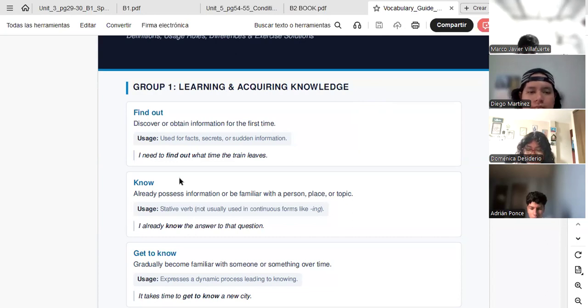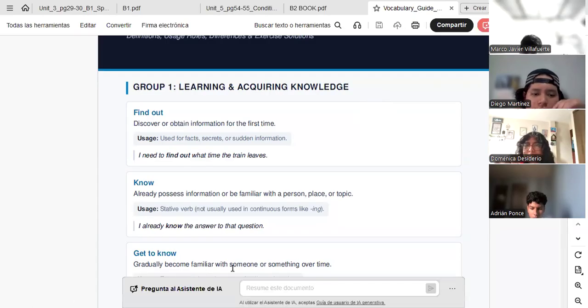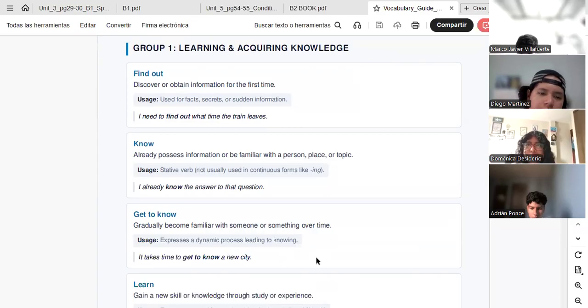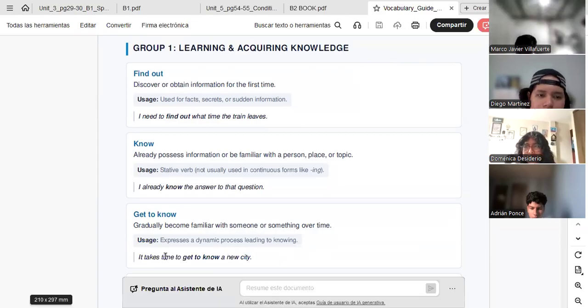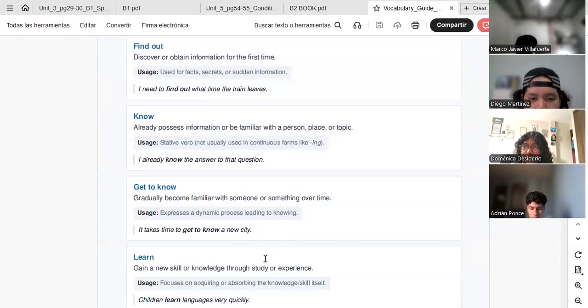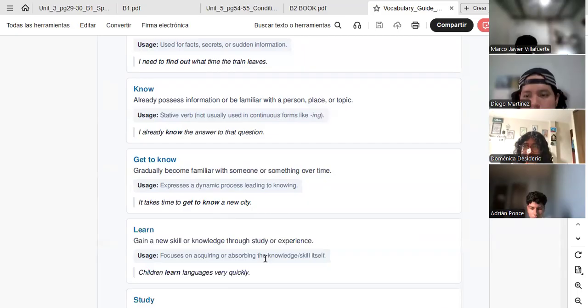Then get to know, as Marco mentioned it: gradually become familiar with someone or something over time, como conocer a alguien, llegar a conocer a alguien. So it takes time to get to know a new city. Toma tiempo conocer una nueva ciudad, como acostumbrarse a eso o familiarizarse con una persona o una cosa.